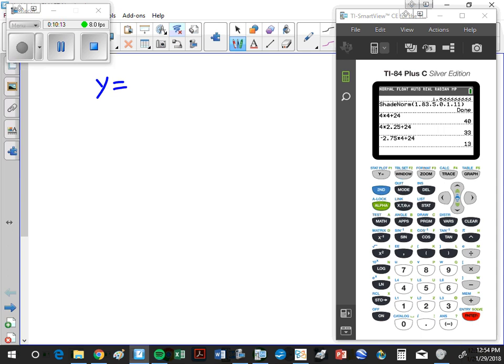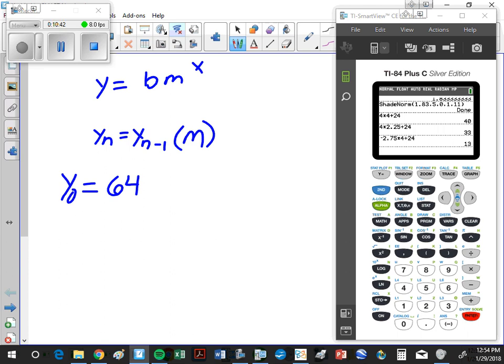The equation for exponential is b times m to the x, or y sub n equals y sub n minus 1 times m. So in the first one, right now an apple tree has 64 ripe apples. Each day, 25% more apples ripen. So the recursive formula, y sub 0 equals how many there are today? 64. And then the pattern is going to be y sub n is equal to y sub n minus 1. And what do we multiply by if we want to increase 25%?